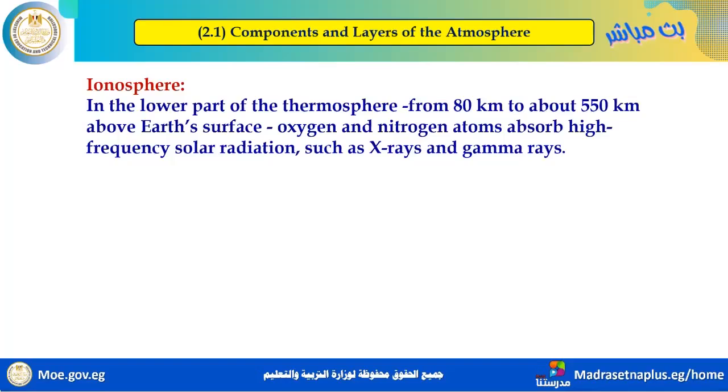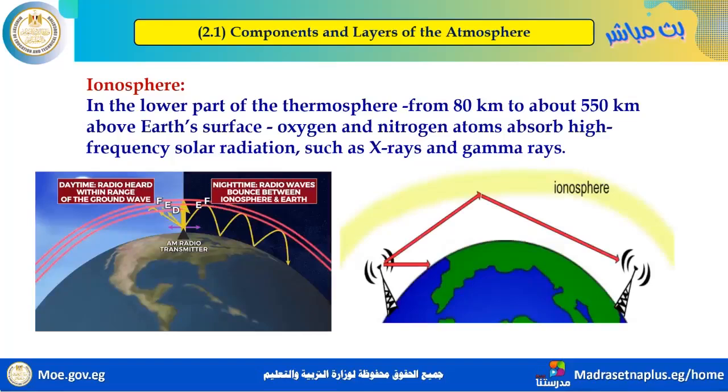In it, two gaseous atoms, oxygen and nitrogen, absorb high frequency solar radiation like X-ray and gamma ray. This is a photo of the ionosphere. Do you remember this photo? It plays an important role in what we will study in the next slide.